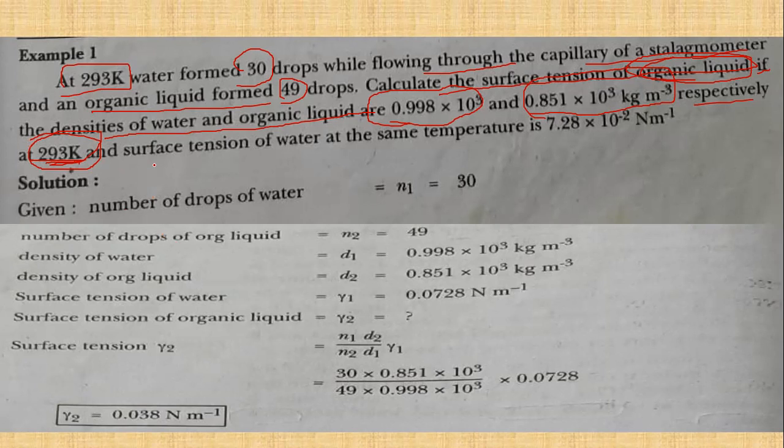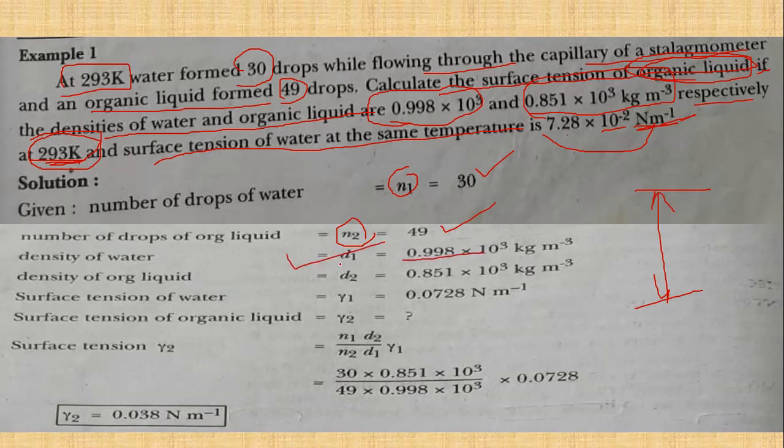Okay, so surface tension of water at the same temperature you have given as gamma 1, 7.28 into 10 raised to -2 Newton per meter. Okay, see what you have: number of drops formed by water are 30, number of drops formed by other liquid is 49. Right? From mark A to mark B, how many drops are formed, how many drops fall from the capillary, that is what we are observing.